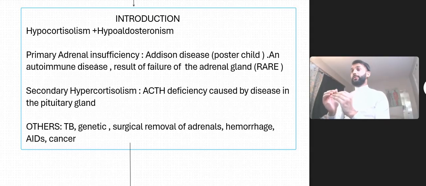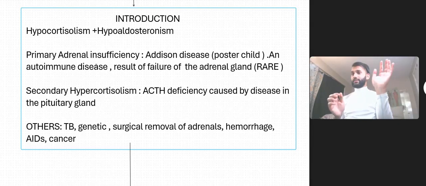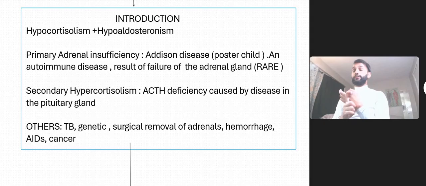In secondary hypocortisolism, you have the low cortisol, but the only difference is that the problem is not in the gland itself, but rather on another part of the body other than the gland. Other causes include TB. You can have TB that migrates all the way to the adrenal gland. You can have a genetic cause. Surgical removal of the adrenals could cause a low level of cortisol.